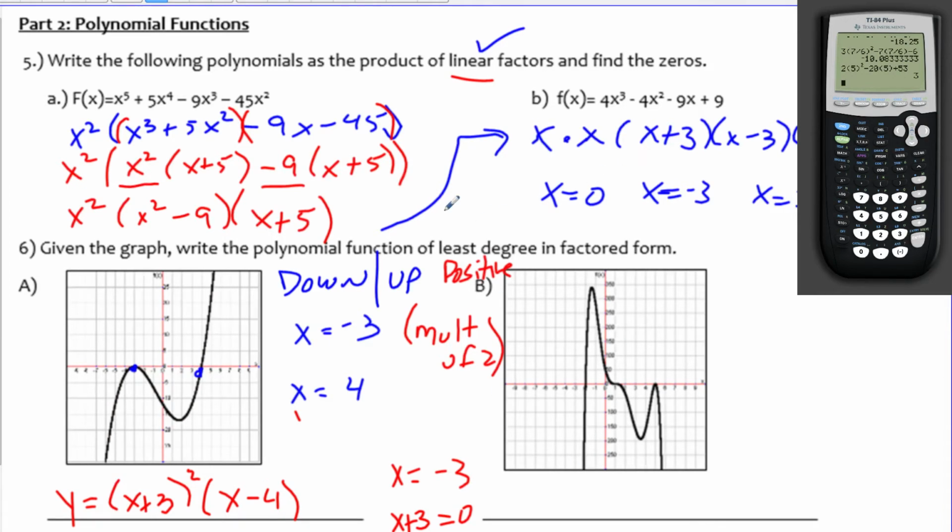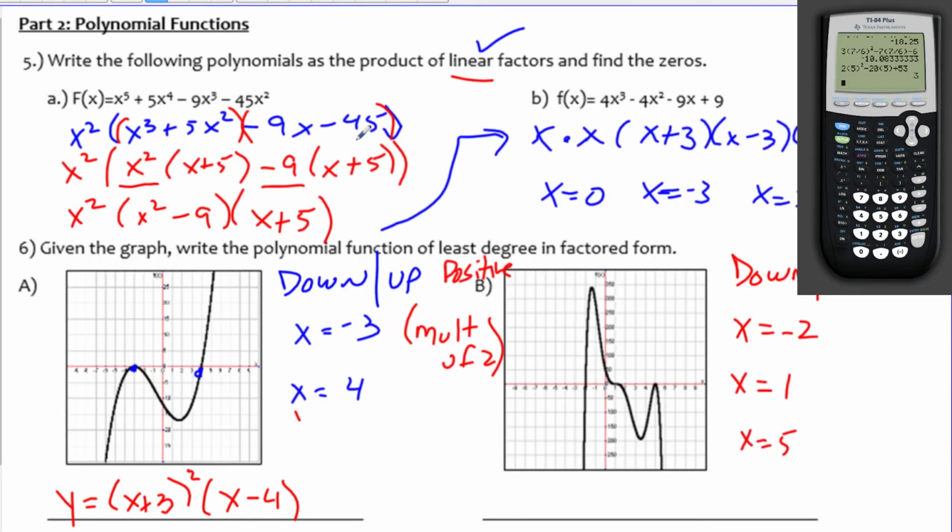So I am going to do this second one because it's a little bit different. Okay, so let me get rid of this. All right, and so we're going to do the same thing. I'm going to look at this and say it's down, down as my end behavior. So let's start by identifying the zeros. I have a 0 at x equals negative 2. I have another 0 at 1. And it looks like I have a third 0 at 5.